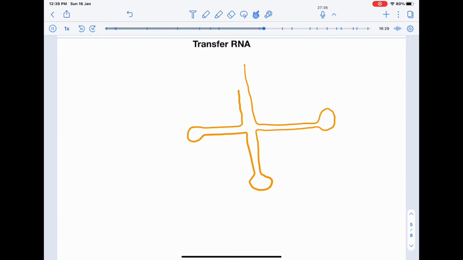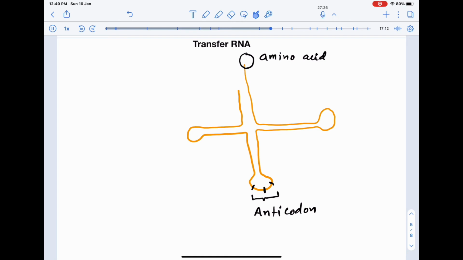One of the hairpin loops has a specific sequence of 3 nucleotides, known as an anticodon. This anticodon is specific, and a specific amino acid is attached at one end of this RNA molecule. So this is an amino acid attached here.